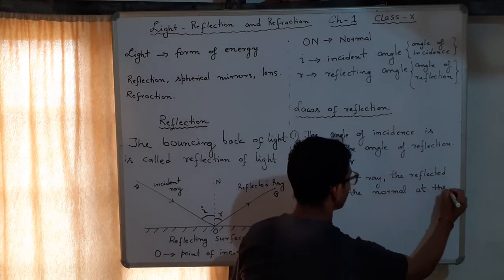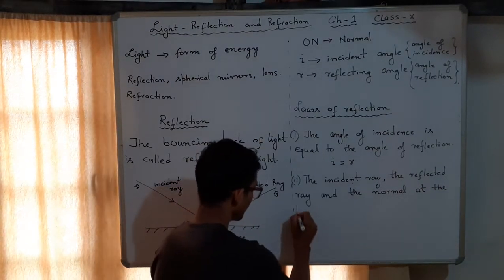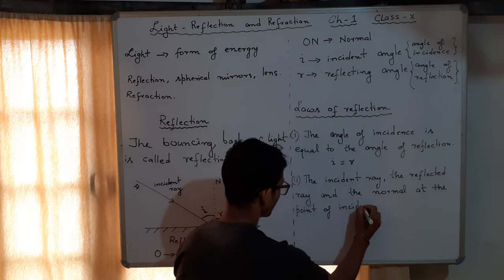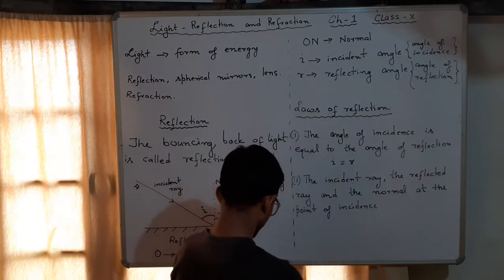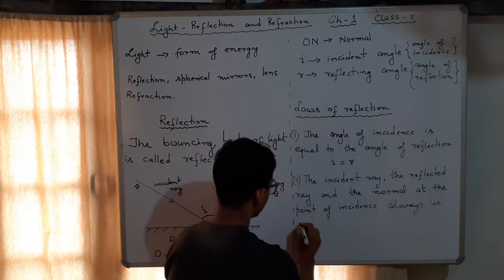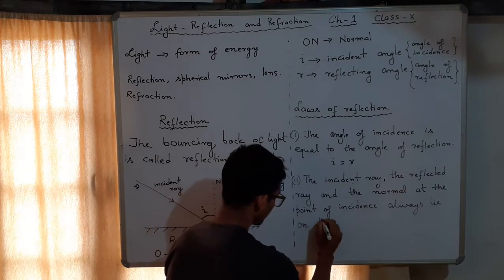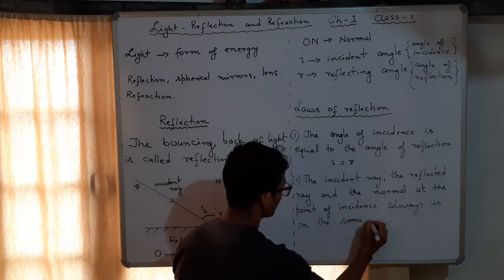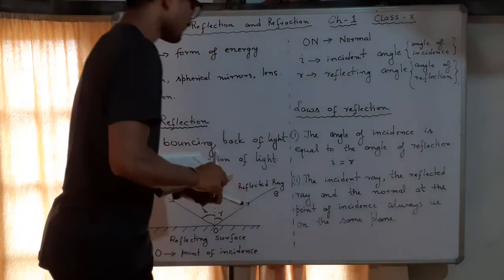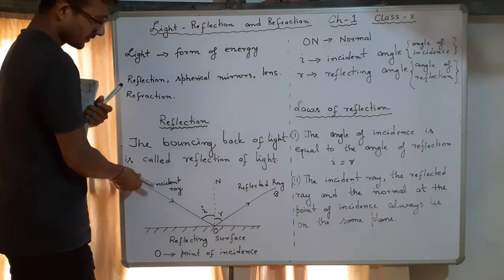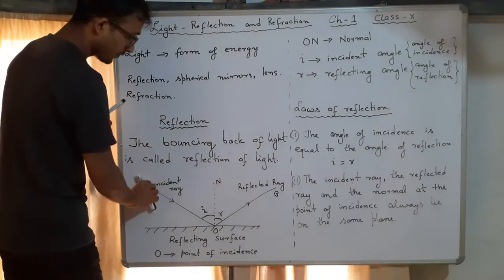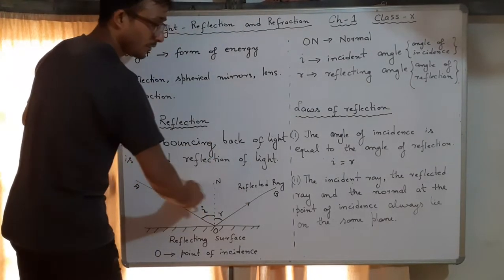at the point of incidence always lie on the same plane. This is important to understand. That means if this is going here and this is going here, the middle one will always come in the same line, just like this board, the whiteboard, same plane.